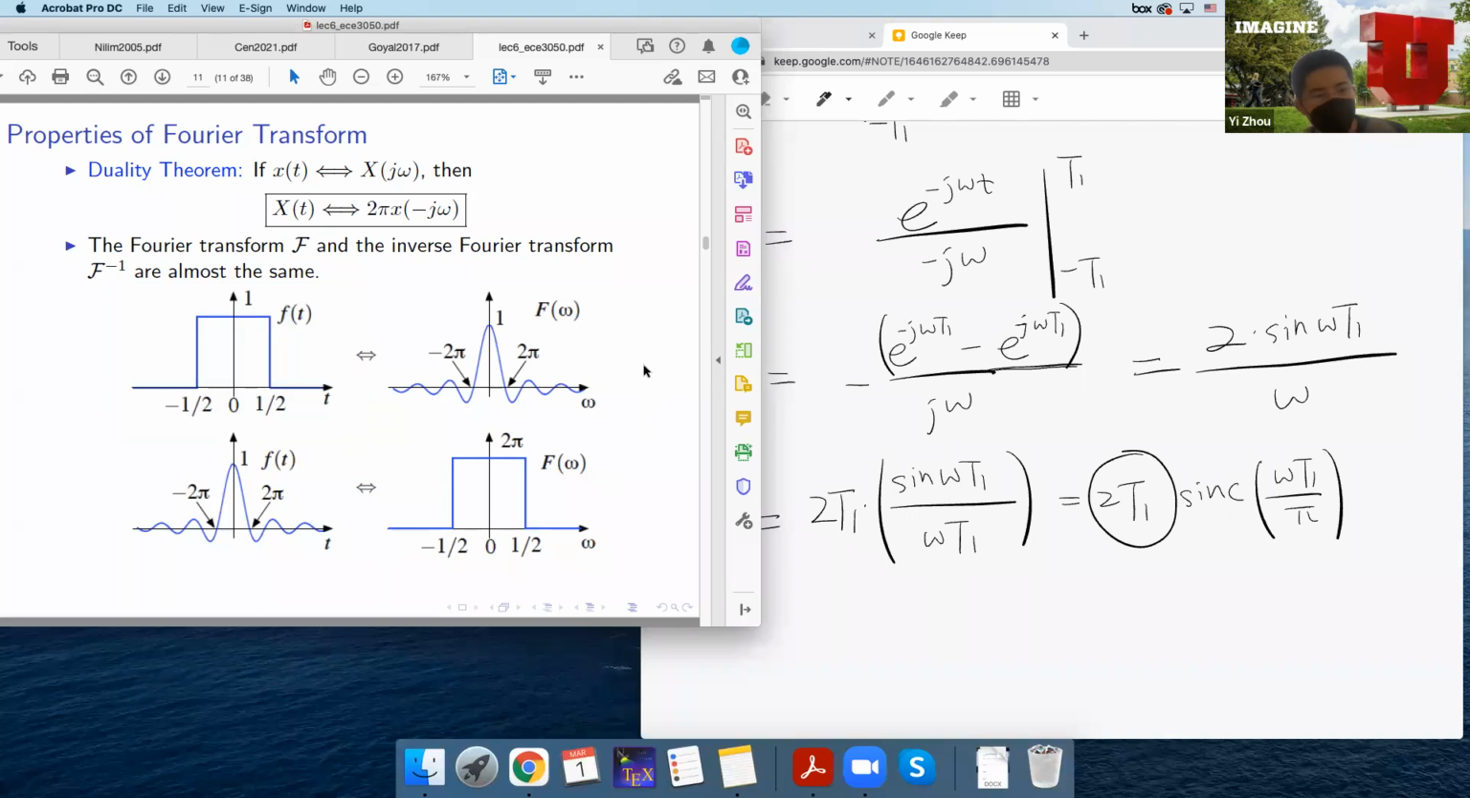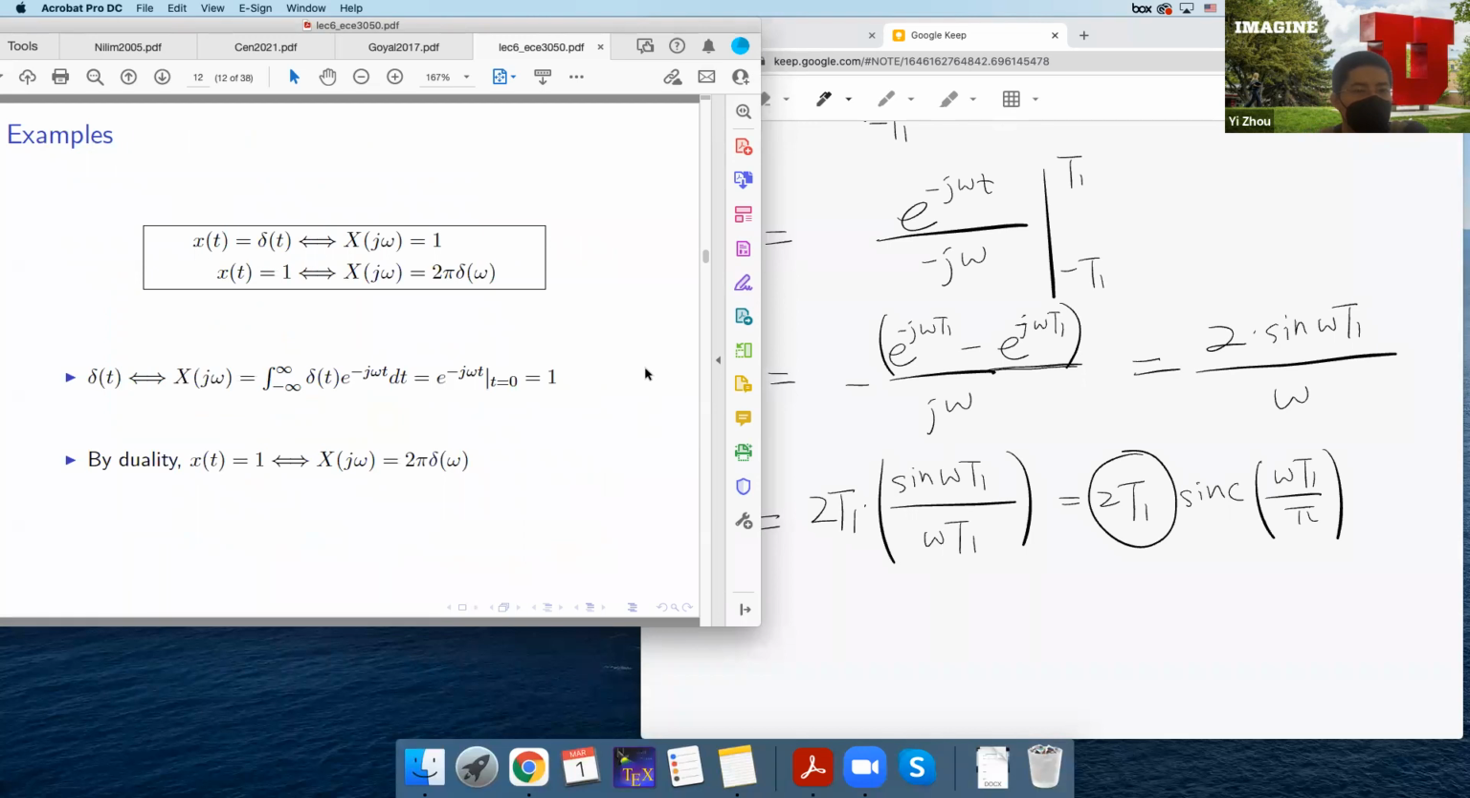Okay, so this is duality. And here are more examples. If the signal is an impulse signal, following the Fourier transform you can find that the corresponding spectrum is given by the constant 1. Which means that such an impulse consists of all types of eigenfunctions in the frequency domain. So the spectrum spans over the entire frequency domain.